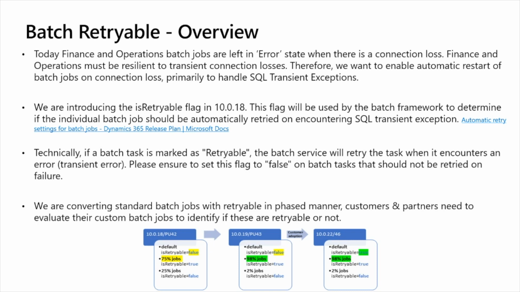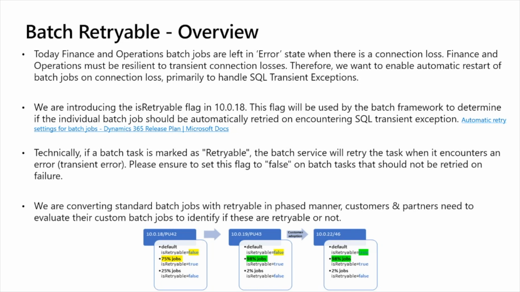Now, to make Finance and Operations more resilient to this kind of SQL transient connection loss, we enable automatic restart of a batch job in case any transient failure happens from the SQL Server side. For that, we introduced in 10.0.18 a retriable flag. What this flag does is, by implementing it, the batch framework determines whether it needs to restart the batch in case of any transient connection failure. Technically, if you mark your batch as retriable, and it encounters any transient errors with the SQL Server, it will automatically retry.